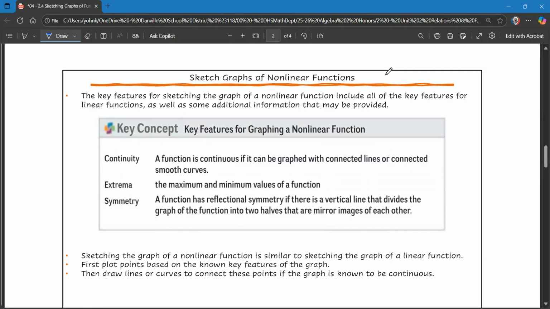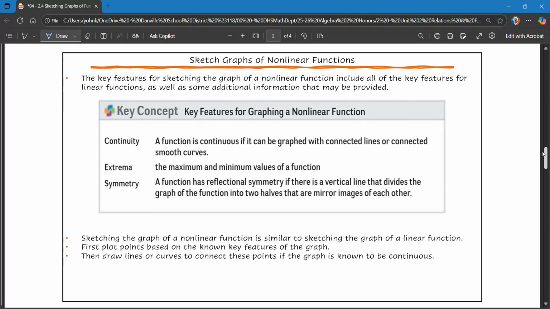Let's talk about nonlinear functions. Some of the information can be the same, but there's also some different information because now they're nonlinear. The additional ones we're going to talk about are continuity. We've talked a little bit about discrete versus continuous. A function is continuous if it can be graphed with connected lines or connected smooth curves. So basically, as long as everything is in a pretty curve, it's okay. If you have a curve, pick it up and then keep going, that's not okay.